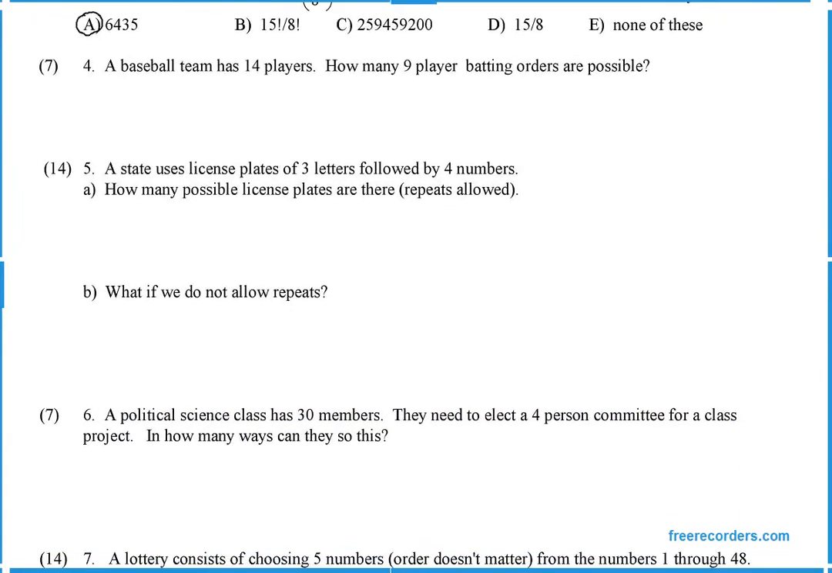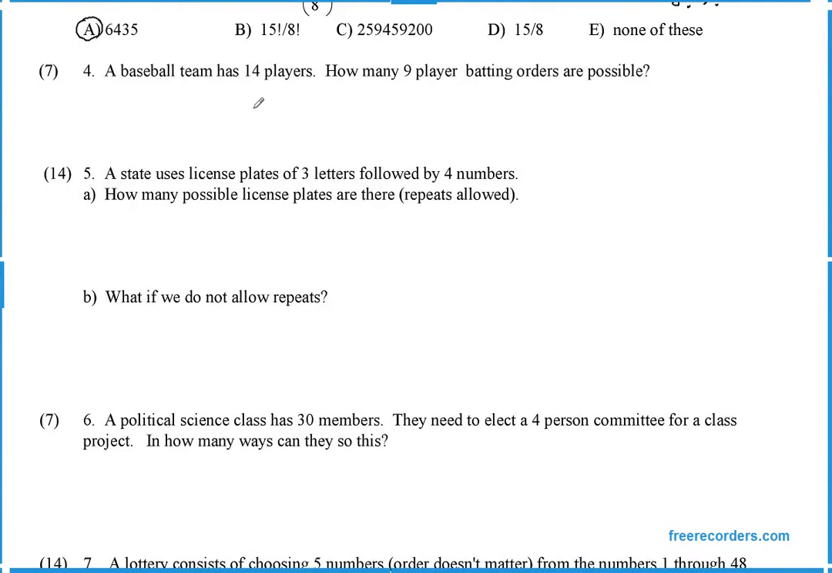Alright, so those were calculator problems. Now we're starting to apply our counting principles. So we've got a baseball team with 14 players. How many 9-player batting orders are possible? So orders here, so order does matter. So there's 2 ways to do this problem. You can either use the multiplication principle or you can use permutations.